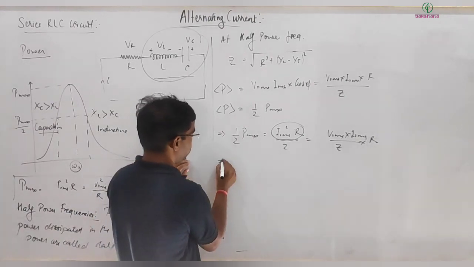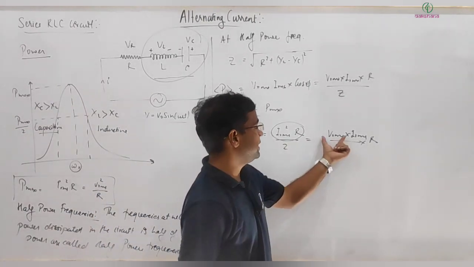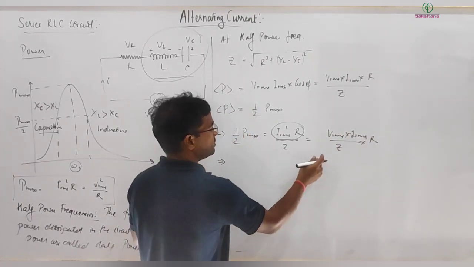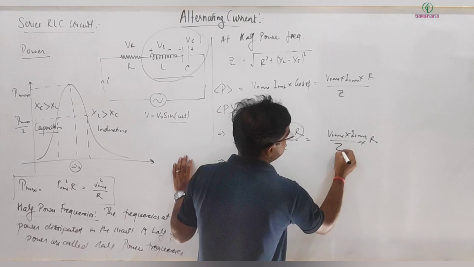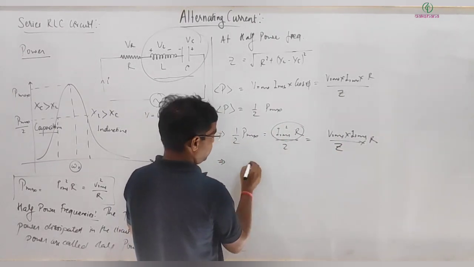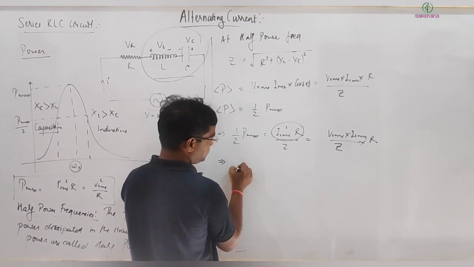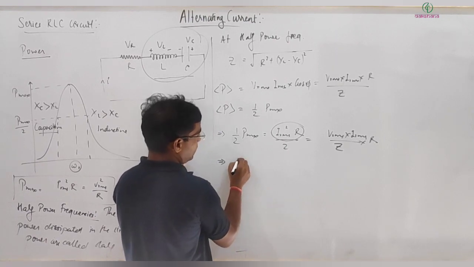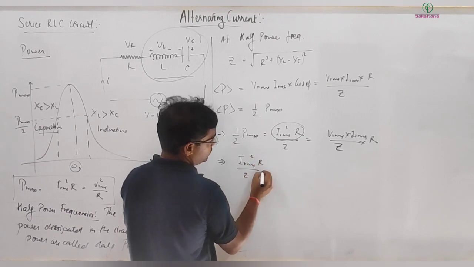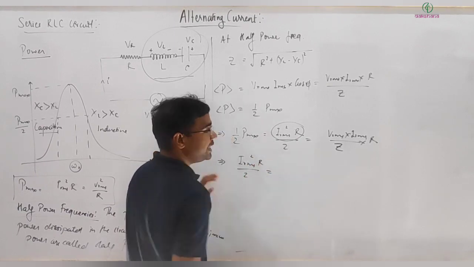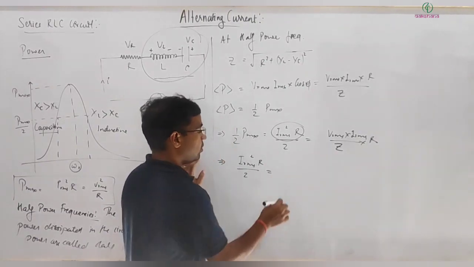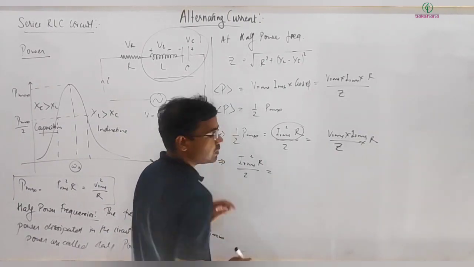Next thing is I can write either V RMS in terms of I RMS and all that, it's up to us here. So this implies I RMS squared into R divided by 2 is equal to V RMS, and I can write it in terms of I RMS. So V is equal to I.